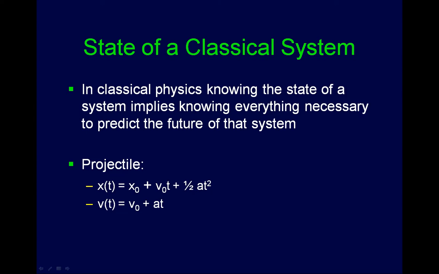And in classical physics, knowing the state of a system implies knowing everything necessary to predict the future of that system. So for instance, in a projectile, if you have the initial position, the initial velocity, the acceleration, you can predict what's going to happen to that projectile. And so that's knowing the state of the system. Now, we don't even really talk about that because we do it so easily in classical. Unfortunately, in quantum physics, we're not going to have this luxury.